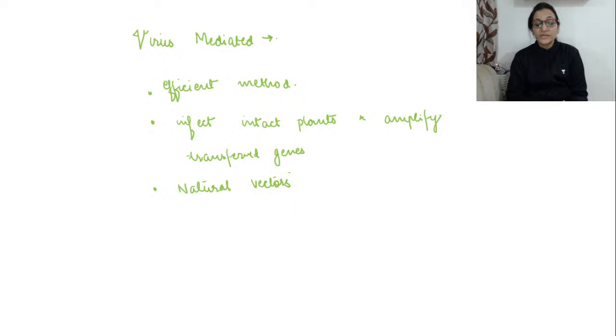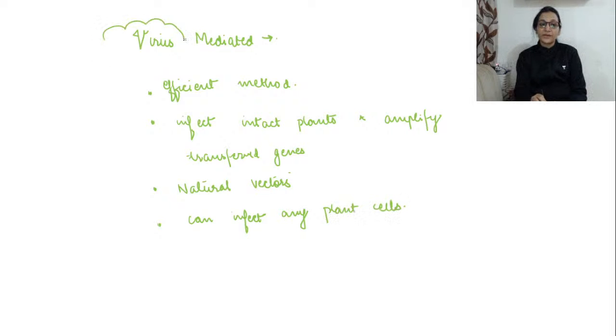They can introduce the desirable gene into almost any of the plant cells, since it is a viral infection and they are the most systemic. So they can infect any part of the plant, any plant cell, because viral infection is a systemic infection, right?